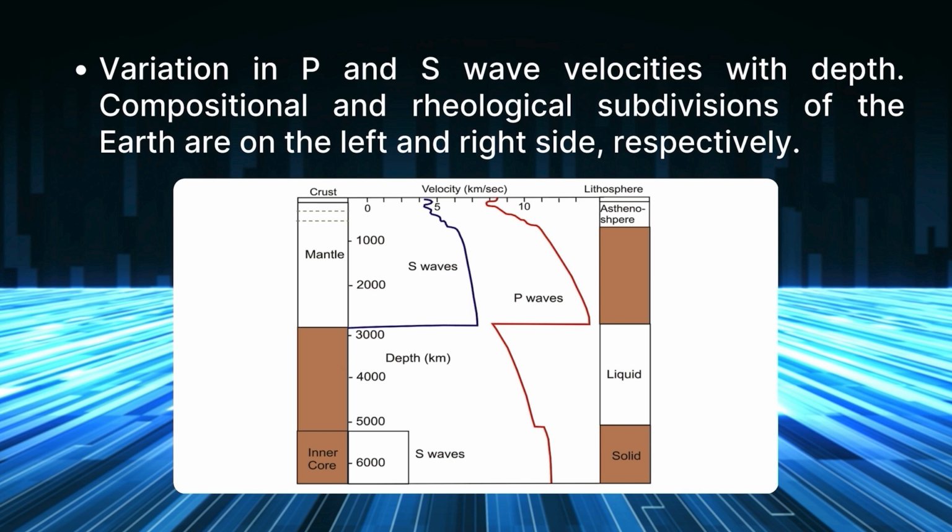This is the left side, these are the composition, and this is the rheological subdivisions of the earth. If you see here carefully, here is the crust. From 0 kilometers to 5 kilometers you have a slight rise in the velocity, but suddenly it changes its velocity and it increases here. S waves also increase in velocity, and suddenly the velocity is truncated here.